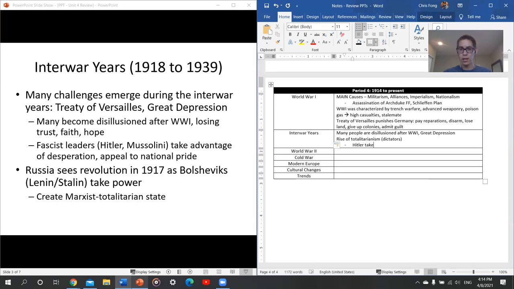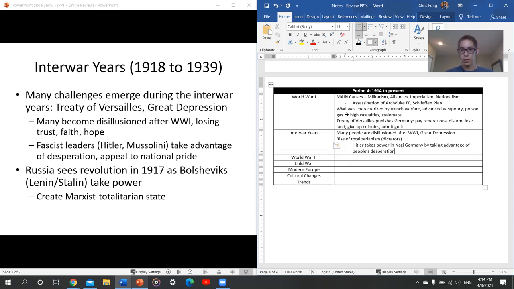Adolf Hitler takes power in Nazi Germany by appealing to people's nationalism, by promising to make Germany great again, by promising jobs, jobs, jobs, and delivering on many of his promises. By taking advantage of people's desperation, promising jobs, and then also using violence, intimidating voters, eliminating enemies.